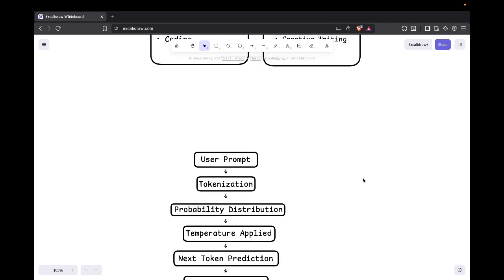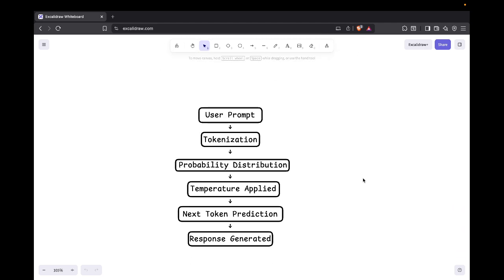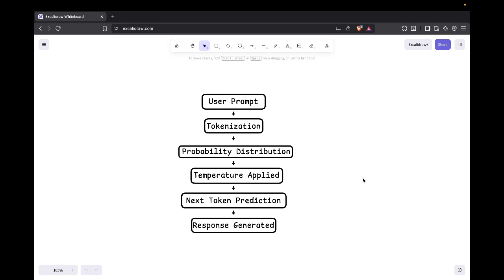So where does temperature fit in our token prediction? When we give our input to ChatGPT or any LLM, first tokenization happens, then probabilities are assigned for the next possible tokens, then temperature settings affect how the final token is selected. Based on the temperature given, the final token is predicted and then the final response is generated by appending each token.